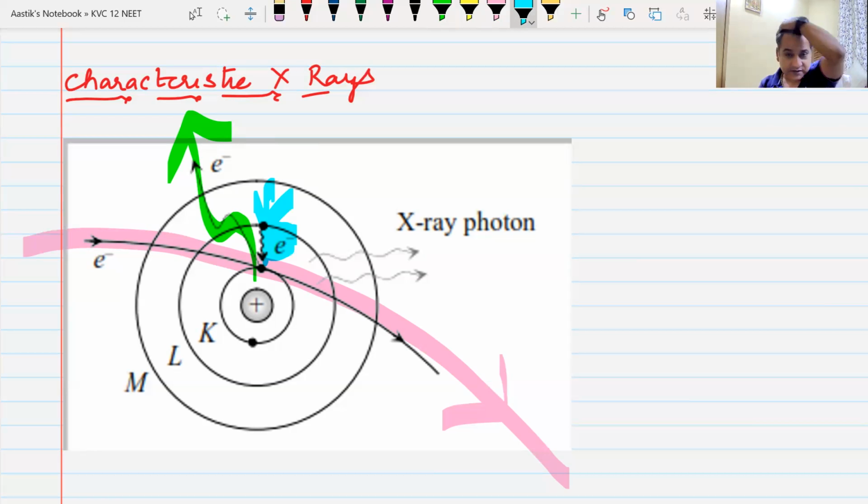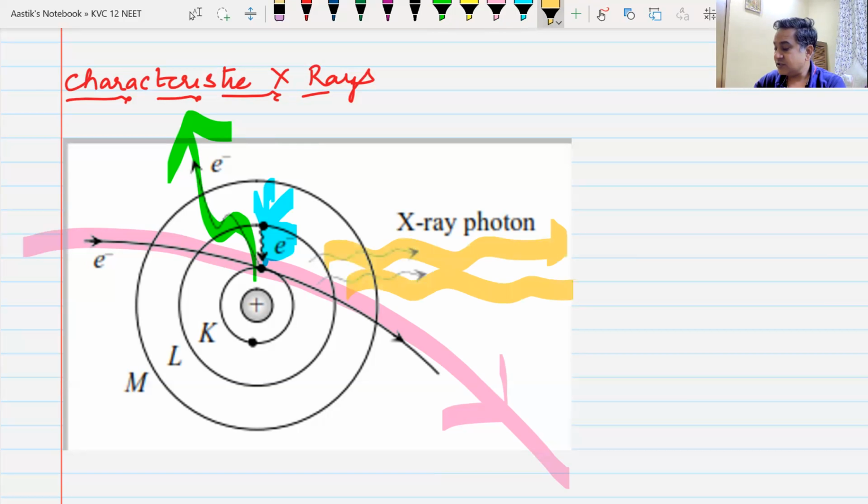Now, again, your chemistry would tell you that when an electron jumps from a lower shell to a higher shell you give it energy, and when it goes from a higher shell to a lower shell, it emits energy. Yes or no? Those are these X-rays, and those X-rays are known as characteristic X-rays, because these X-rays depend on the type of metal.